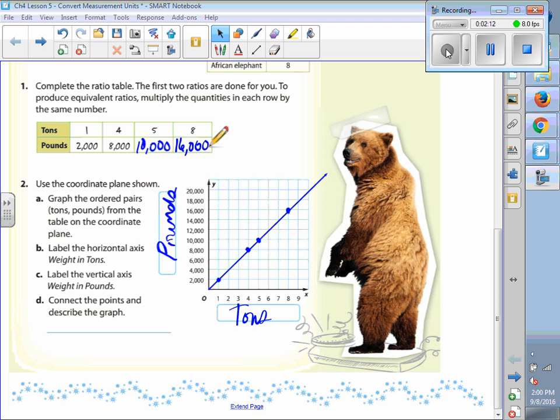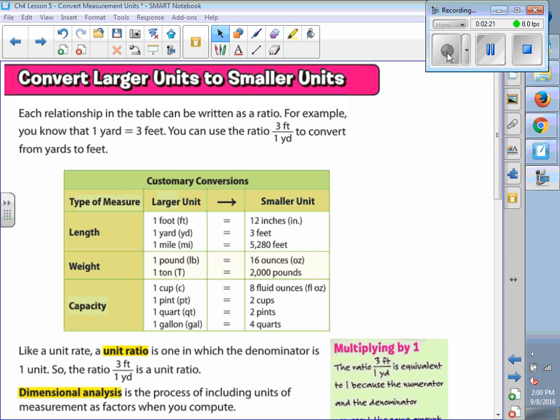So now it says, after we connect the points, describe the graph. What does it look like? A straight line. Very good. So the first thing we're going to do is convert larger units to smaller units. Okay? Here it says each relationship in the table can be written as a ratio. For example, you know that 1 yard is equal to 3 feet. You can use that ratio, 3 feet to 1 yard, to convert from yards to feet.